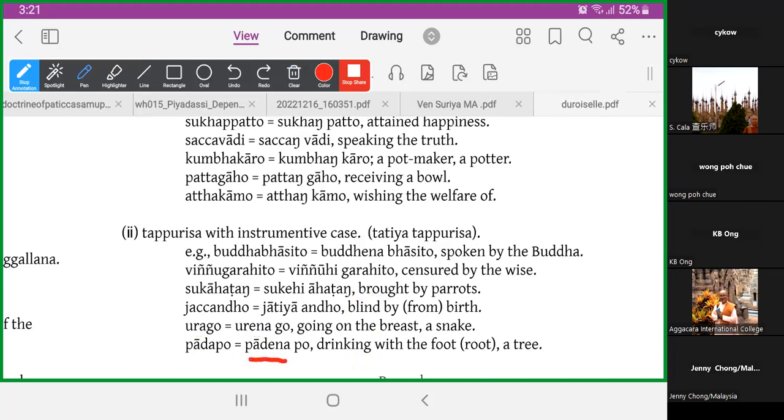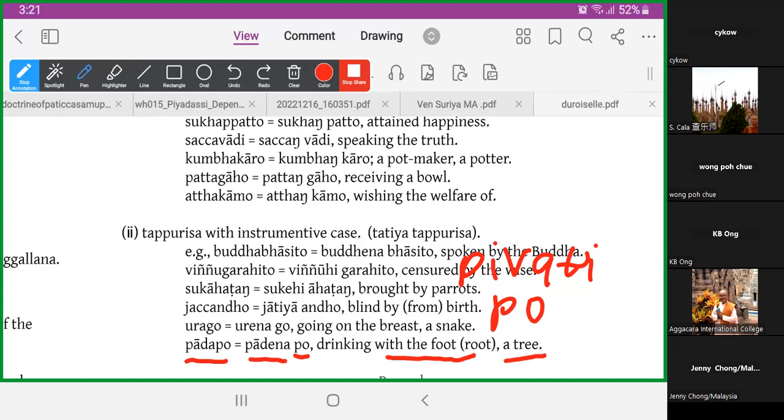So padena. Padena is by the foot. Foot here is talking about the root. So drinking, po here refers to piwati. Okay, piwati is drink. Piwati here becomes po. Drinking with the foot, drinking with the root. So this is padapo. Padapo means it's a tree here.